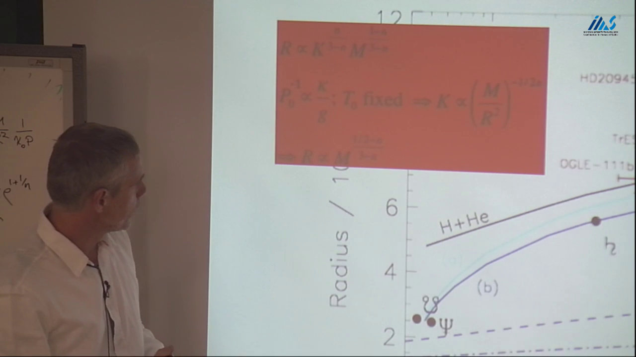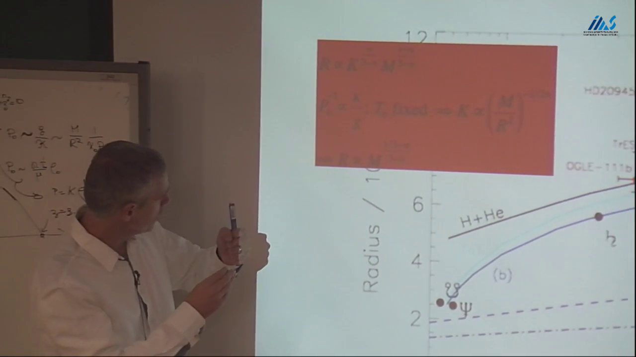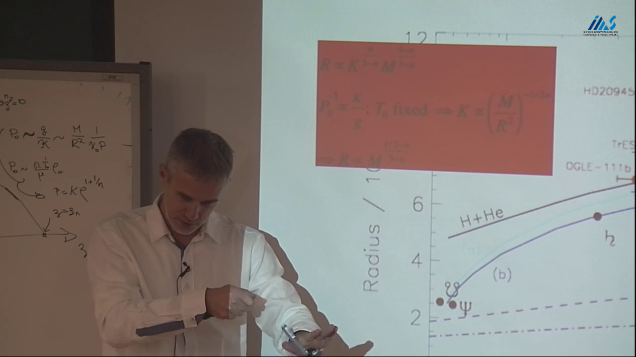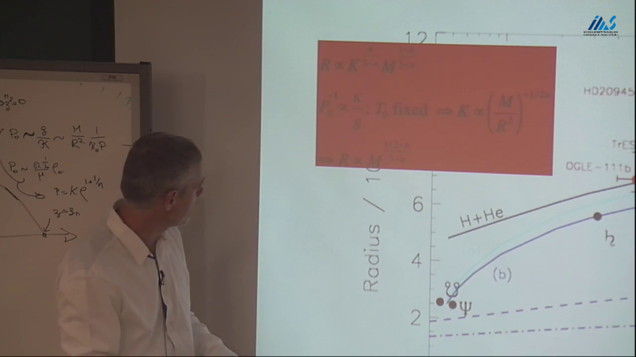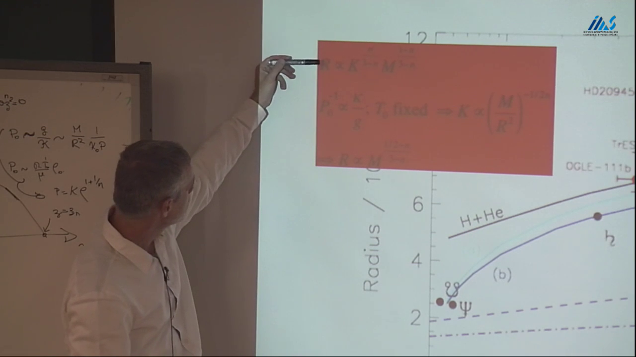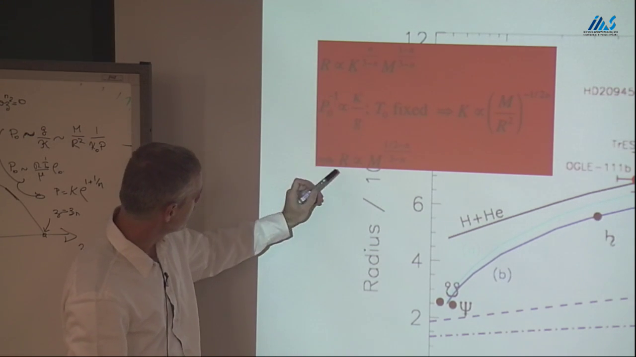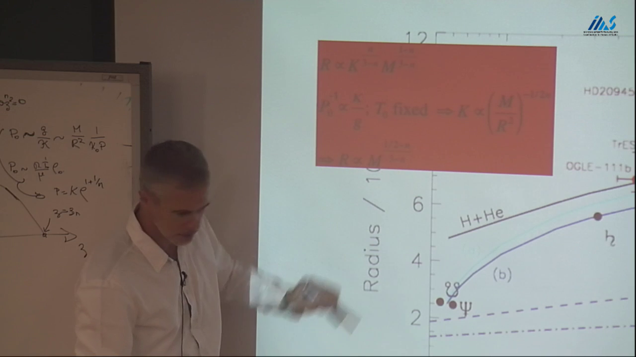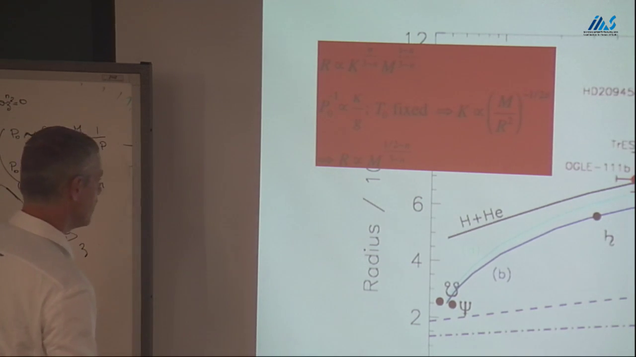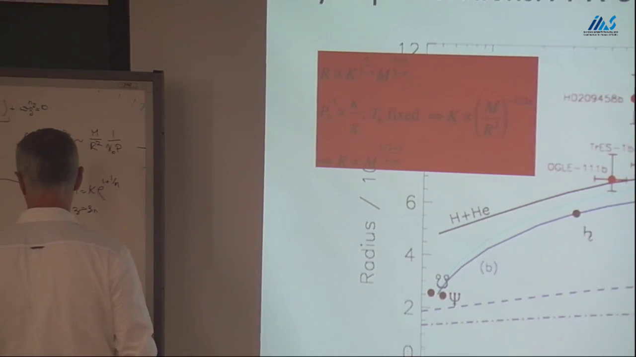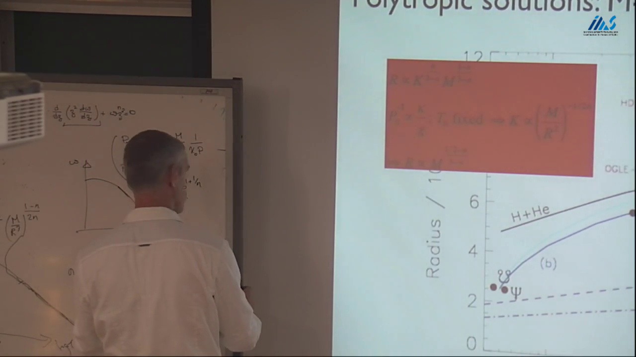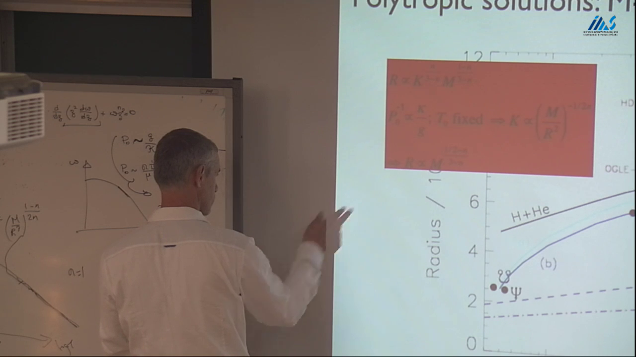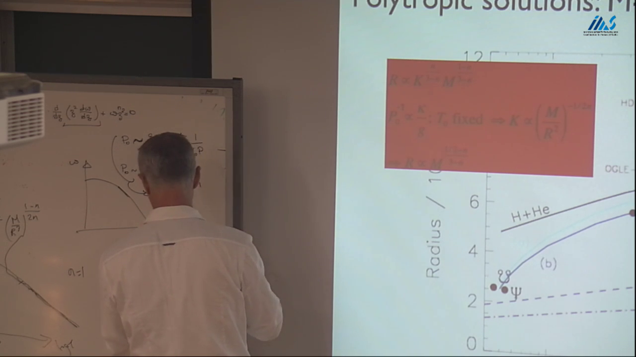Okay, so in that case, we are constraining the adiabat by the irradiation in the atmosphere. And in that case, the relation changes. So you have R proportional to M to the power 1/2 minus n, divided by 3 minus n. So in that case, for n equal 1, you have R proportional to M to the power minus 1/4.